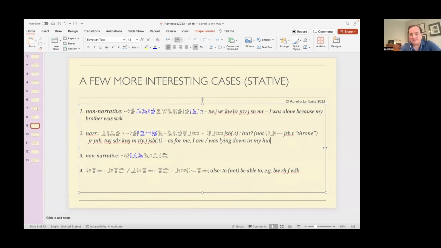So it's part of a narrative. That's why I offered lying down, but you wouldn't know that just from the sentence. Yeah, you have it exactly right. As for me, I was lying down in my hut when blah blah blah happened, basically. That's right. Is that word isbit for hut?